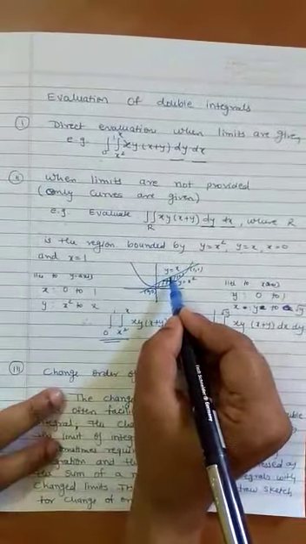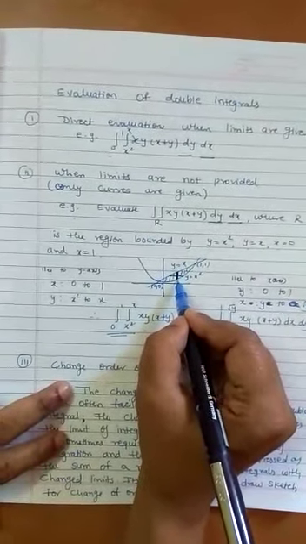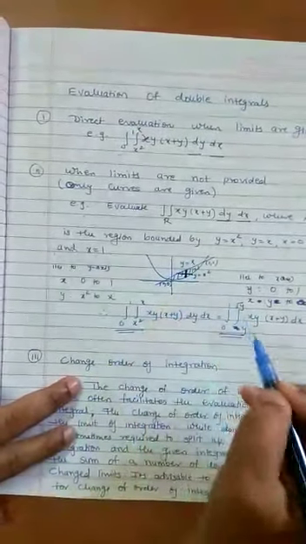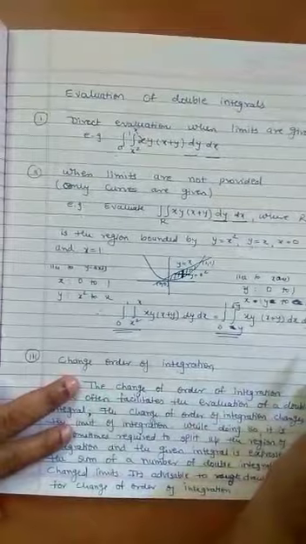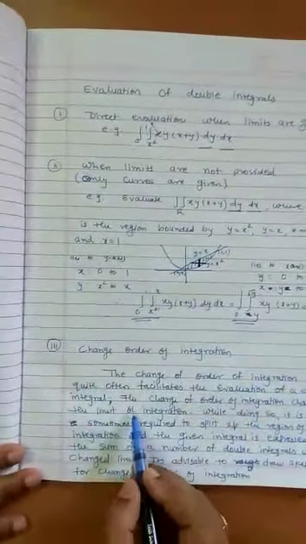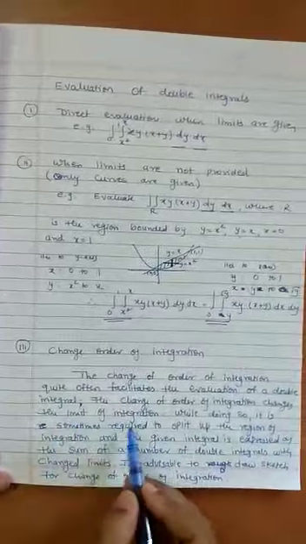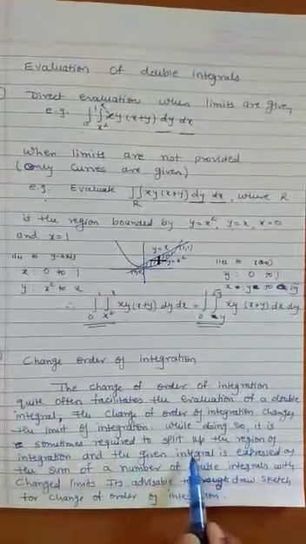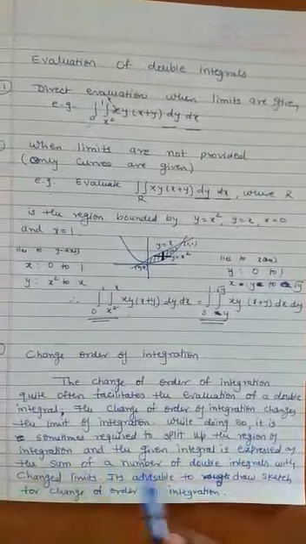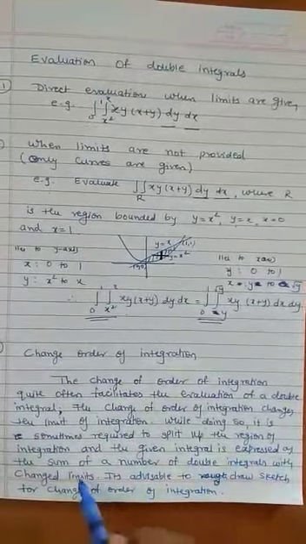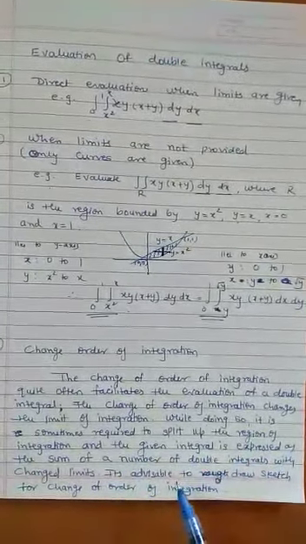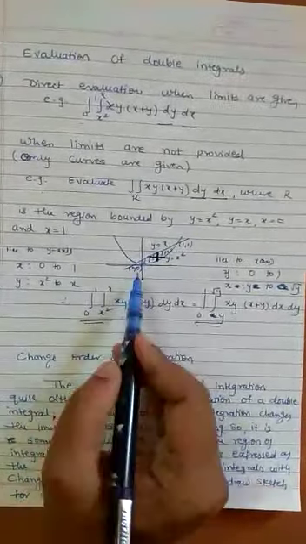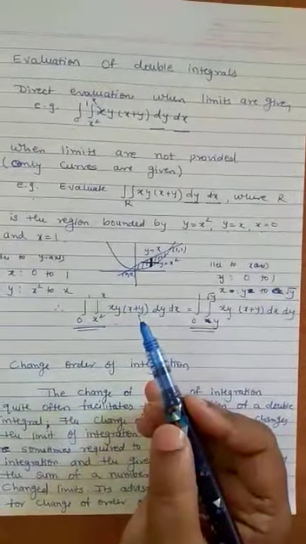If we have initially taken or been given our strip parallel to y-axis, for changing the order of integration we'll take our strip parallel to x-axis, then we'll write the limits and then evaluate the integral. So changing the order of integration changes the limits of integration. And while doing so, it is sometimes required to split up the region of integration, and the given integral is expressed as a sum of a number of double integrals with changed limits. So it is always advisable to sketch the curve and then change the order of integration.